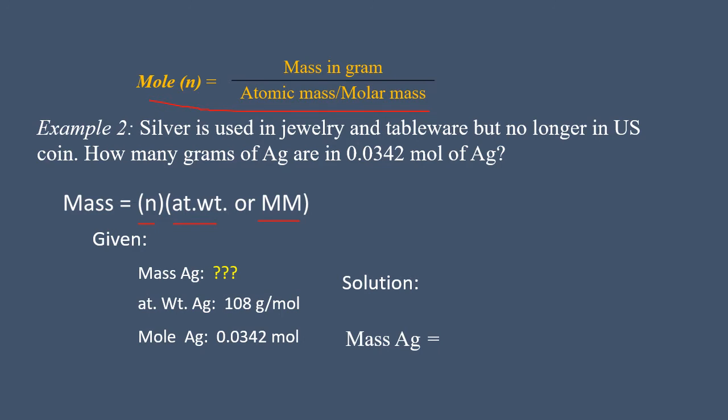So the mass of silver can now be calculated by multiplying n with its atomic weight. By substituting the values, the number of moles is 0.0342 mole multiplied by 108 grams per mole. You can now cancel mole and mole, and you only have the unit of mass, which is gram. So the mass of silver is equal to 3.69 grams of silver.